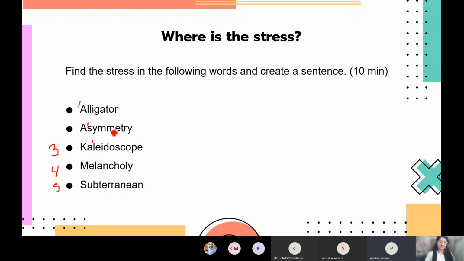The stress is placed at the beginning, like in alligator. Correct. In the first syllable. And I have melancholy. Melancholy is a sad feeling, as an example. Okay, so melancholy, it's a sad feeling. You're correct. There are some songs that make us feel this feeling, right?